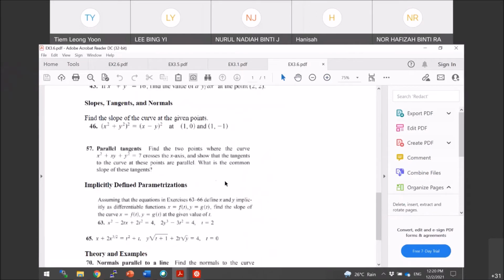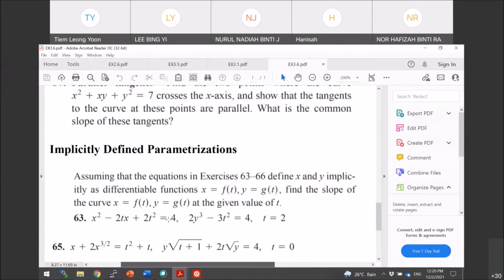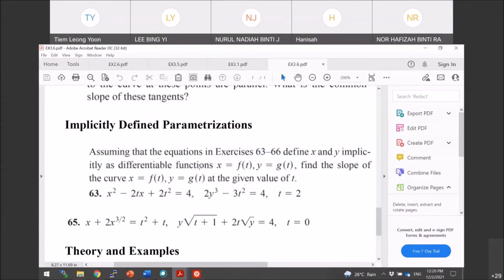So we have question 65 here, which is implicit differentiation with parameters. Assuming the equations define x and y implicitly as differentiable functions, find the slope of the curve at the given value of t. So this is question 65. Let me copy it down: x plus 2x to the power 3/2 equals t squared plus t.